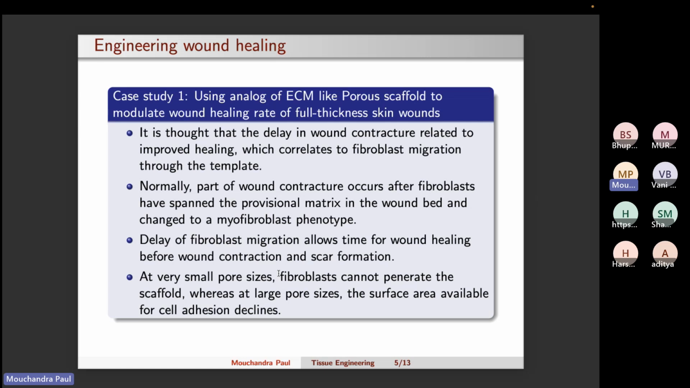Whereas if you use very large pore sizes, say 150 or 200 microns, what will happen? The cell won't get enough surface area on which it can adhere. So cell adhesion will decline, and if the cells cannot adhere, they cannot migrate, and neither will subsequent cellular fate processes happen. So we need an optimal pore size in the scaffold in order to delay the wound contracture and thus promote improved wound healing and proper dermal regeneration.